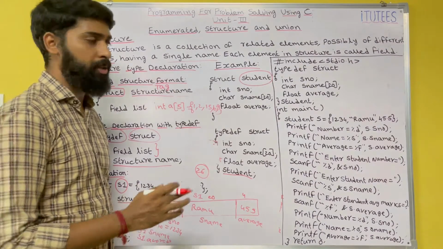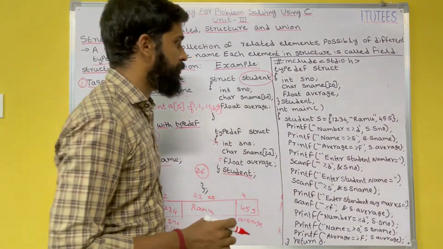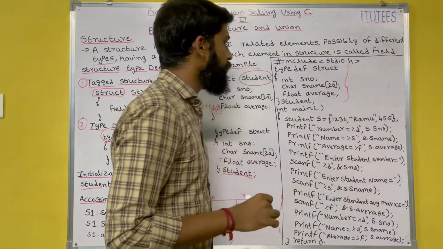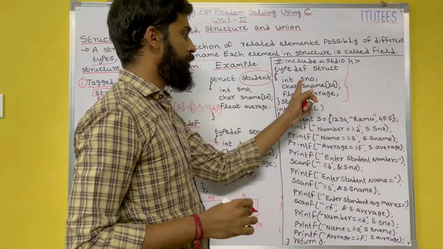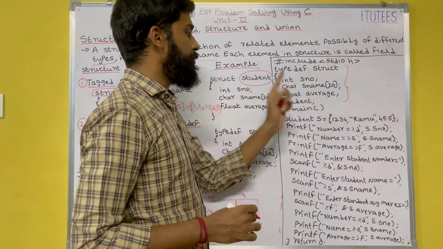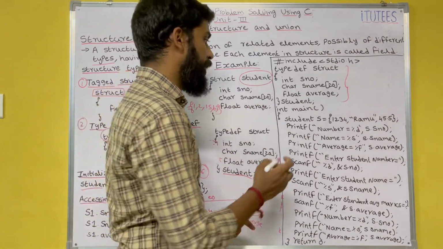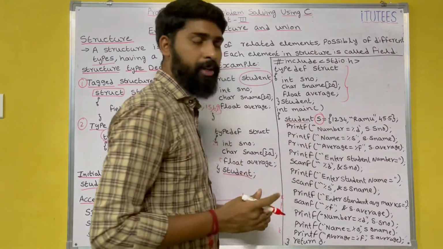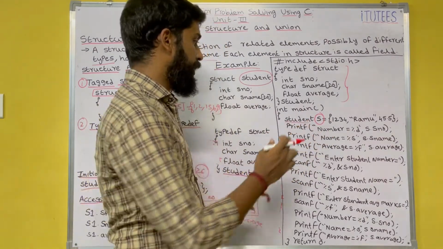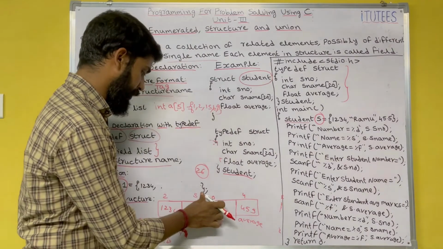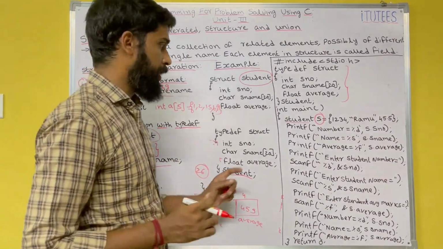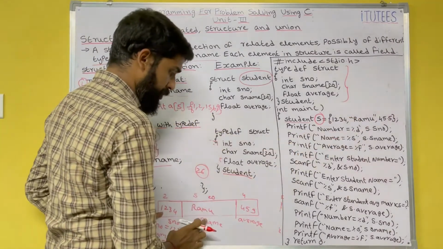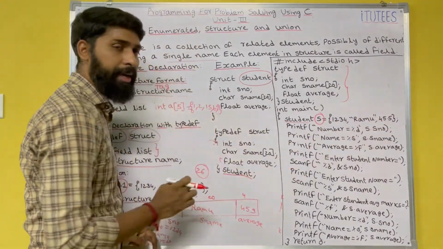Now we are going to see one example program. Here also I am taking the same structure. So typedef struct student: number, student name, average. Here I am creating one object of the structure student. So this is s. s equals 1, 2, 3, 4 and Ramu 45.5 is initialized.